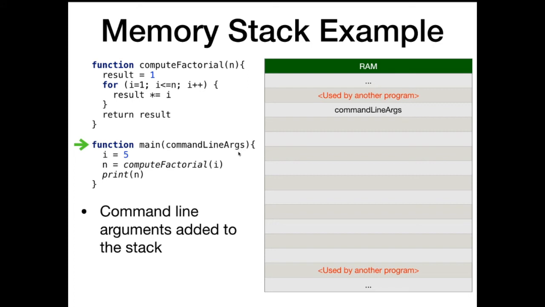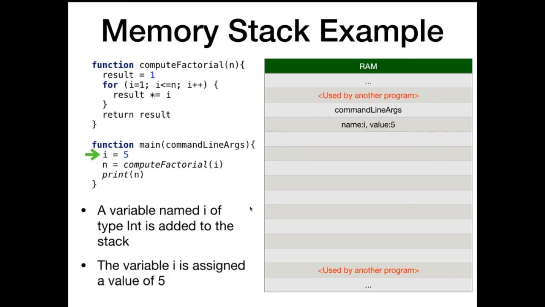However, your language is taking in command line parameters. That's going to be in a parameter of the main method. So we're going to put those command line arguments on the stack. Again, in 116, we're probably not going to mess around with command line arguments. And then we can start adding our own variables to the stack.